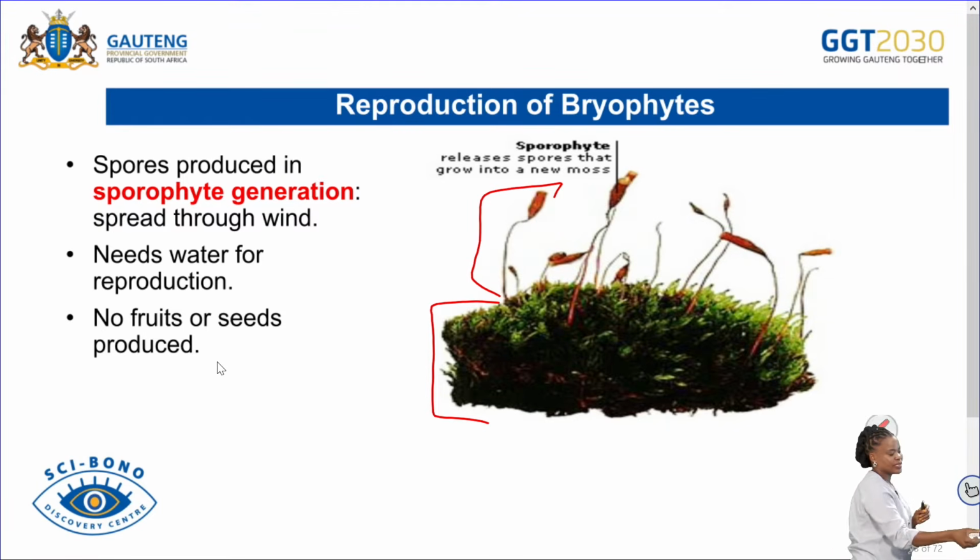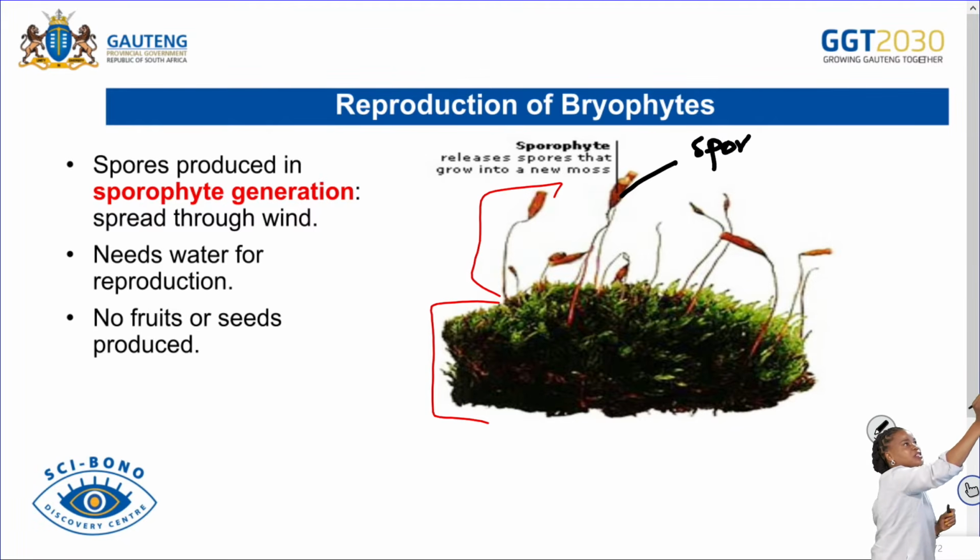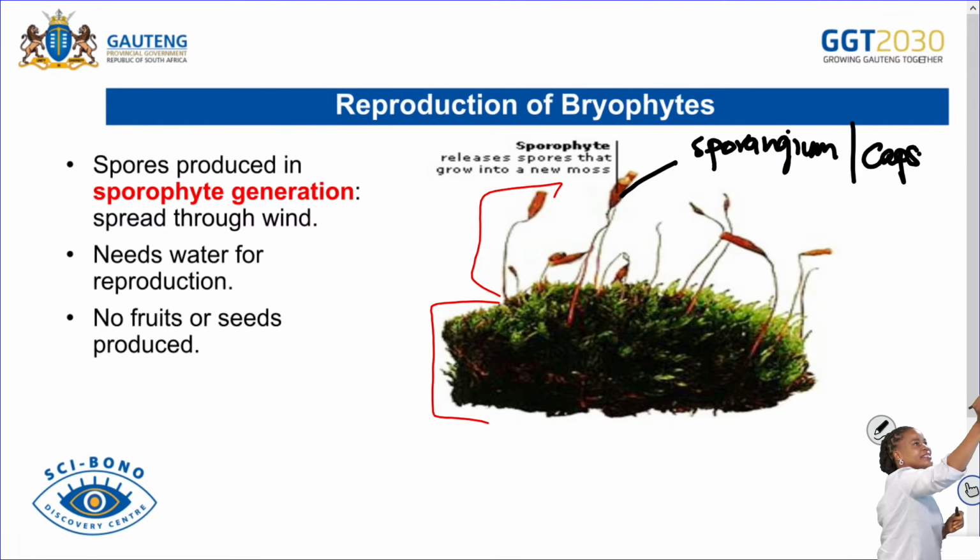Why are they produced in the sporophyte generation? It is because on the sporophyte generation, that's where we have the sporangium. Remember, there's the sporangium, or the capsule. And what is inside the capsule? Inside the capsule, that's where the spores are. So in other words, spores are stored inside the sporangium or the capsule.